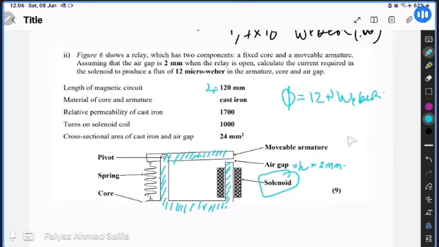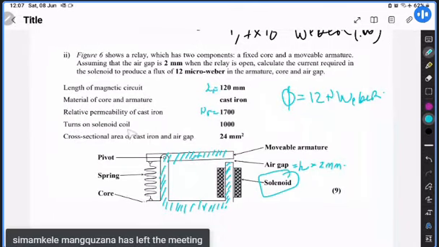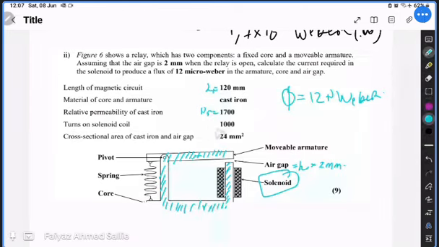Continuing with the question, the material of the core and armature is cast iron. Cast iron is the name, and the relative permeability of cast iron is given over here. I thought I had to Google that. Then the turns on the solenoid. So this is the number of turns here, so we're going to have something like this going around there.